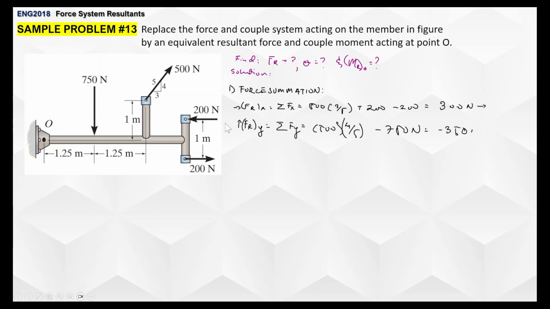For the y component, we have 750 newtons downward and 500 newtons pointing upward. So that's 500 newtons times 4 over 5 upward. So that's positive minus 750, which will give you negative 350 newtons or 350 newtons pointing downward. Okay, this is just for another way of representing it. Okay, if you recall your statics.